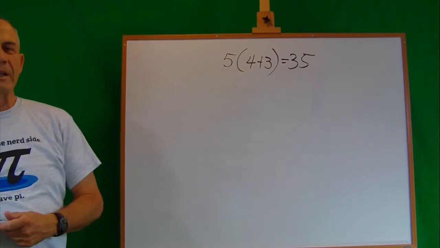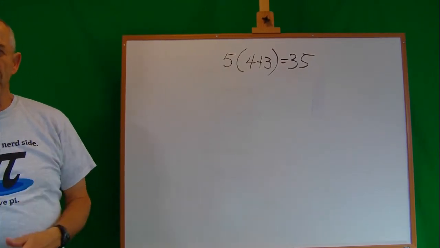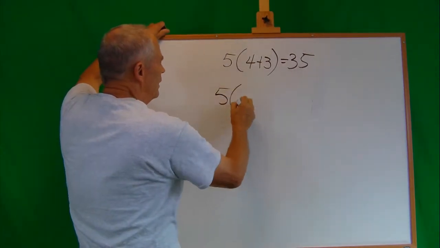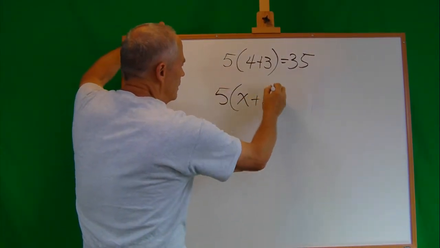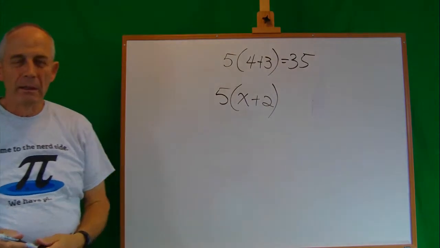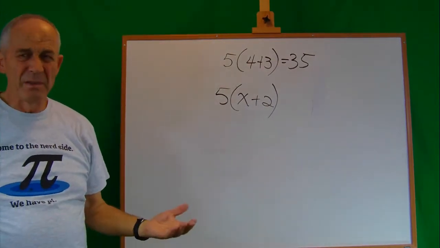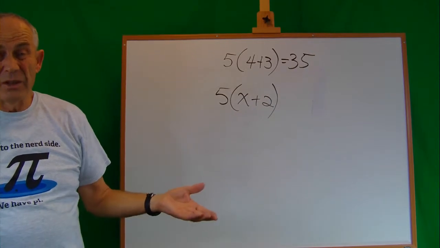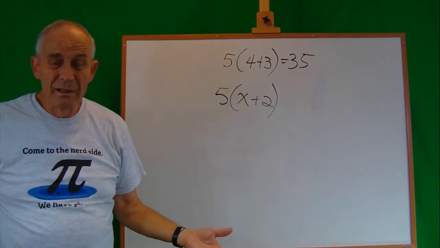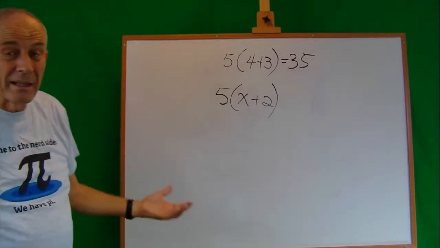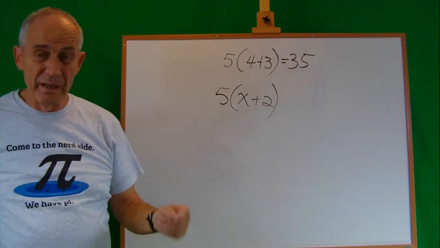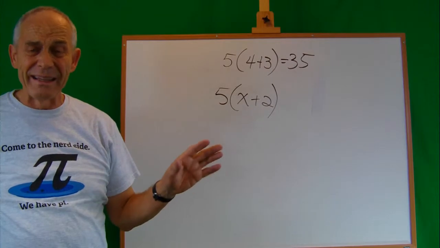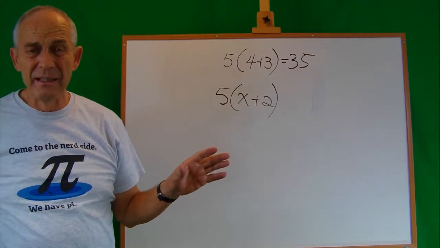Well, that's all well and good, except we're going to be talking about situations dealing with numbers that we don't know. This is 5 times some number plus 2. Unfortunately, we don't know what that number is. So we can't combine those. They're not the same. And that's one of the things you really need to know in math. We can only add things that are alike.